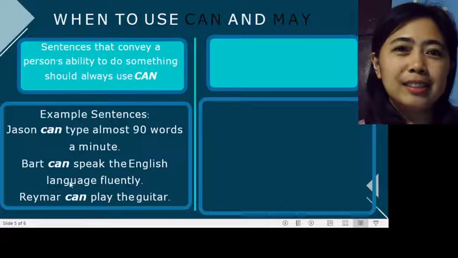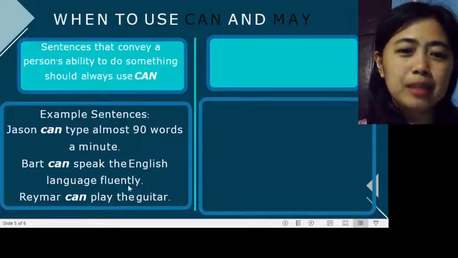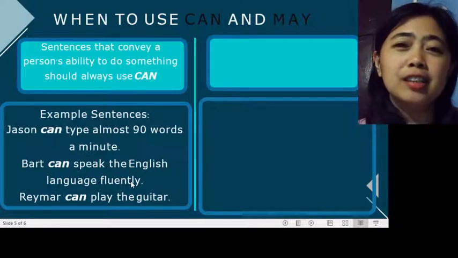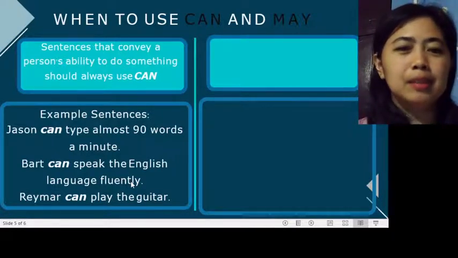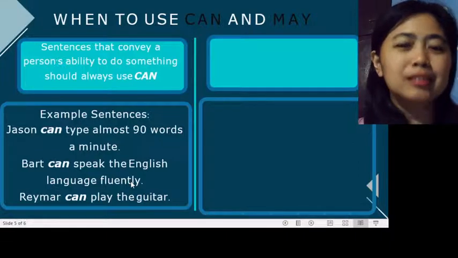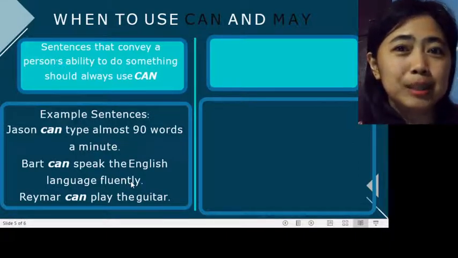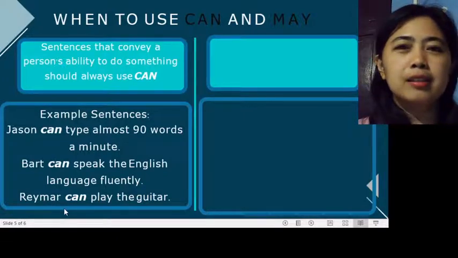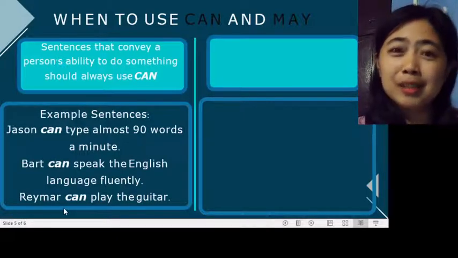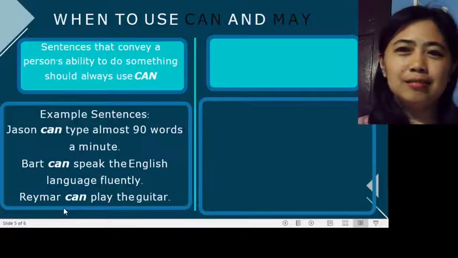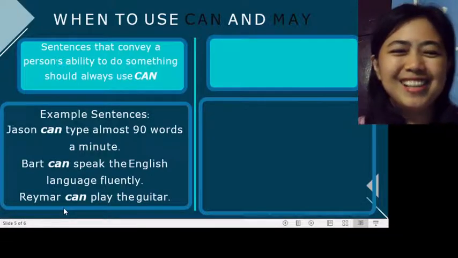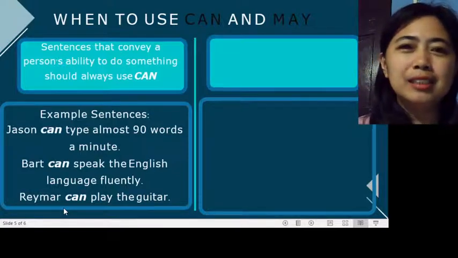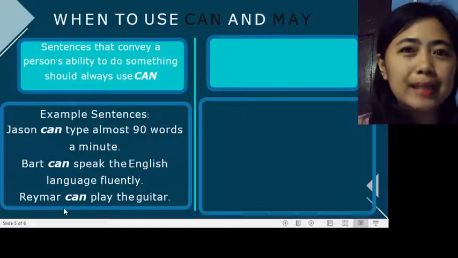Okay. Another sentence, Bart can speak the English language fluently. Maybe for others, we don't have that ability, but Bart has. Bart can speak the English language fluently. Another sentence, Raymar can play the guitar. Not all of us can play the guitar. I do, but not that well. But Raymar can play the guitar, so Raymar has the ability to play the guitar.